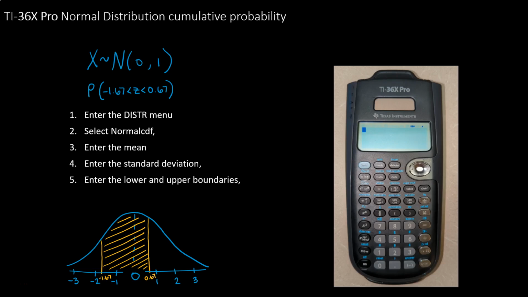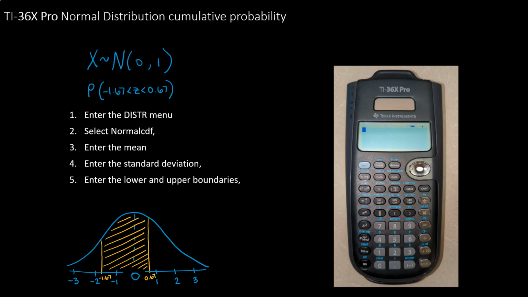The TI-36X Pro has a built-in normal distribution cumulative probability calculator. This will make it very easy to find area under the curve for a normal distribution. I'm going to show you first how to do this for a standard normal distribution where we're calculating probabilities based on z-scores. So with a standard normal distribution, the mean is 0, the standard deviation is 1.